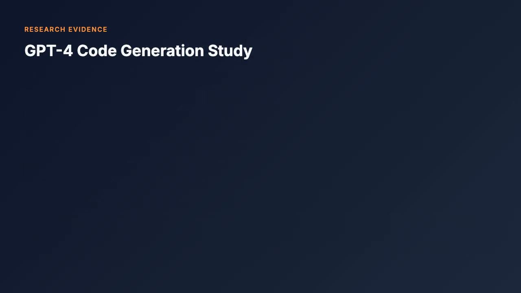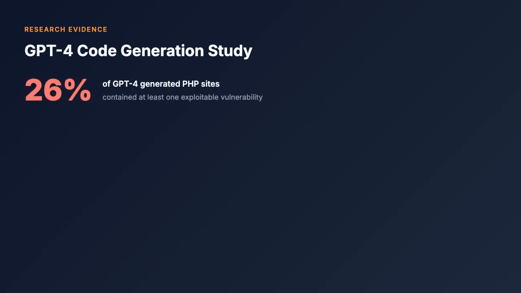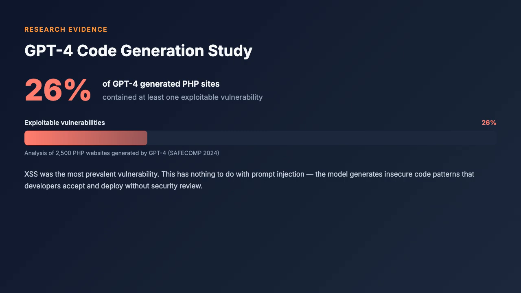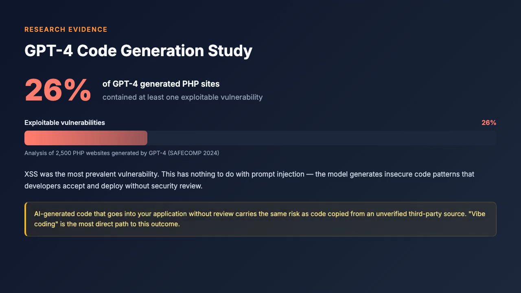There is another dimension to this vulnerability. An analysis of 2,500 PHP websites generated by GPT-4 found that 26% contained at least one exploitable vulnerability, with XSS being the most prevalent. This has nothing to do with prompt injection. The model simply generates insecure code patterns that developers accept and deploy without review. AI-generated code carries the same risk as code from an unverified source. The vibe coding workflow, where you ship whatever the AI produces, is the most direct path to introducing these vulnerabilities.